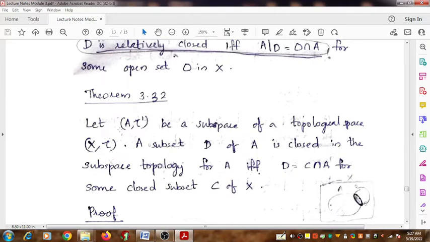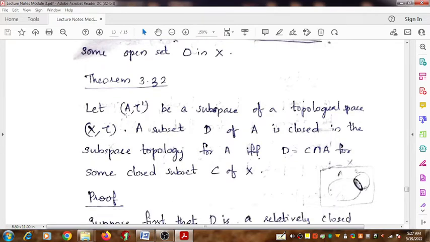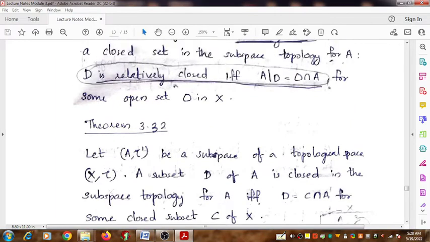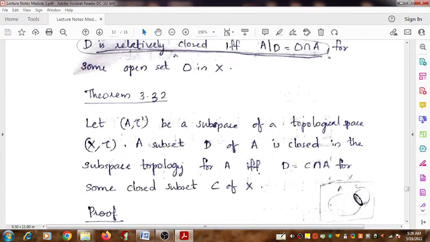We consider a topological space X as the original topological space, then its subspace is taken as A, and its relative topology, the subspace topology, is taken as tau prime. So we pair them as A comma tau prime. A comma tau prime is now a topological space. It's a subspace of the original space X.